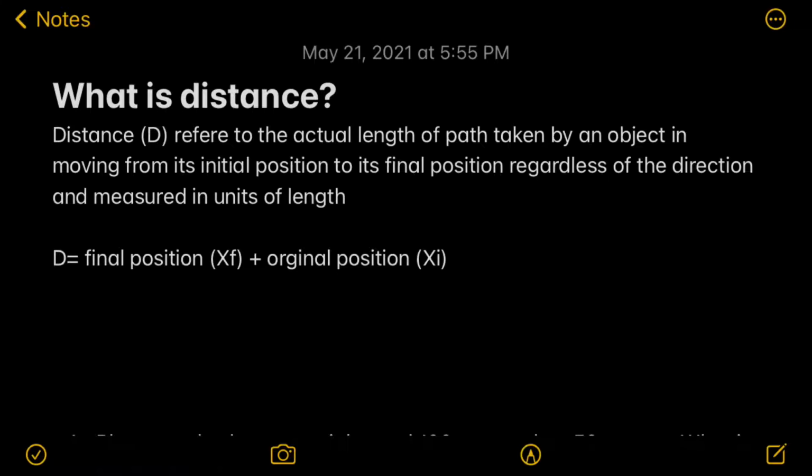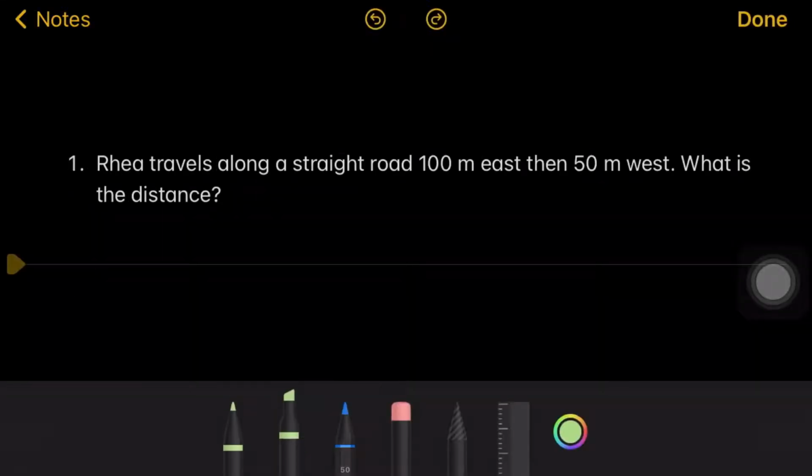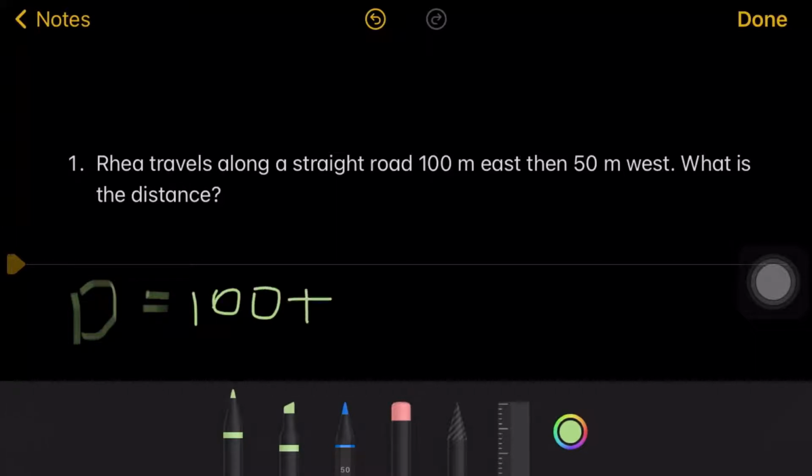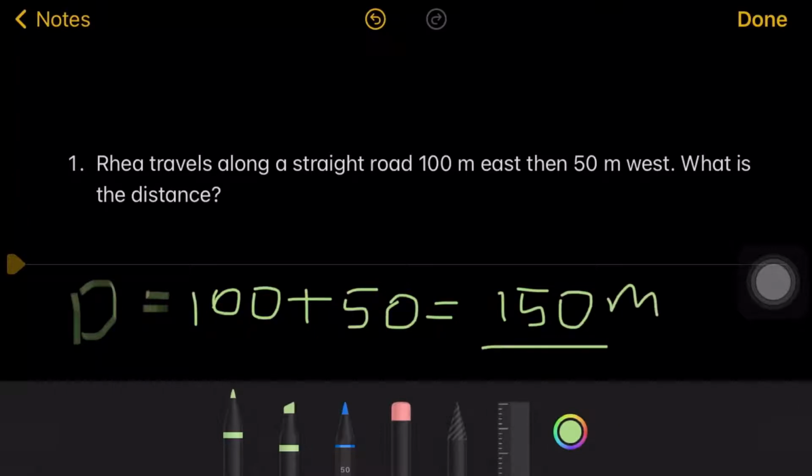Now that you learned what is distance, are you ready to solve with me? Let's go! Now, our first sample problem: Rhea travels along a straight road 100 meter east, then 50 meter west. What is the distance? 100 meter plus 50 meter equals 150 meter. And that's our distance, 150 meter.